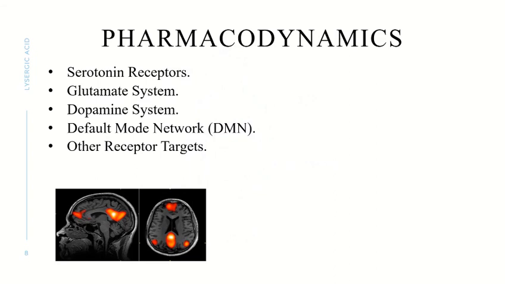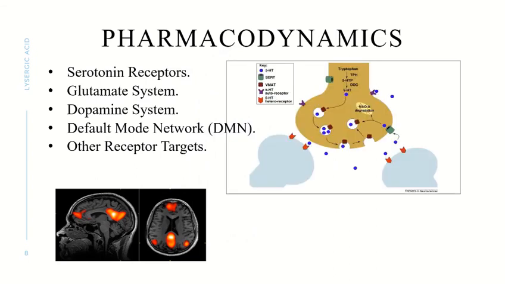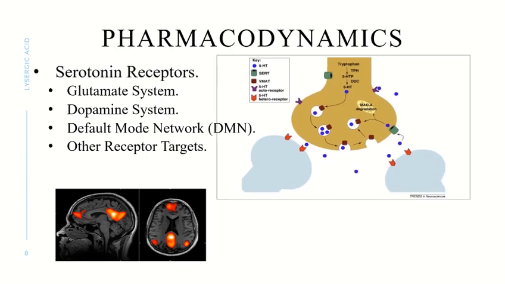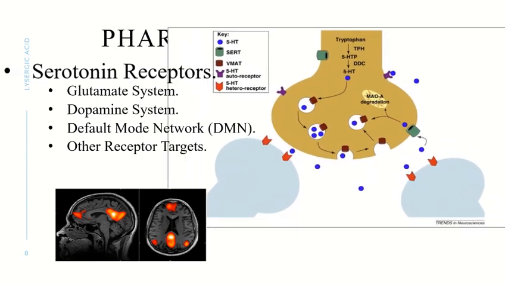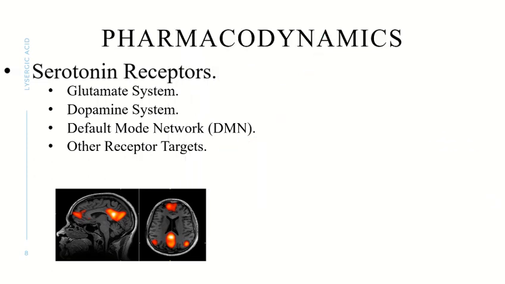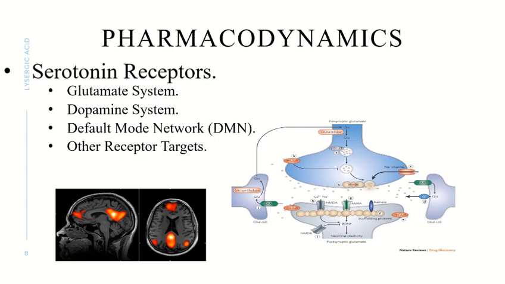Pharmacodynamics. The pharmacodynamics of lysergic acid diethylamide, LSD, refers to how the drug interacts with receptors and produces its effects in the body. Serotonin receptors. LSD primarily acts as a potent partial agonist at serotonin receptors, particularly the 5-HT2A subtype. It binds to these receptors and modulates serotonin signaling in the brain. This interaction is thought to be the main mechanism responsible for the hallucinogenic effects of LSD.